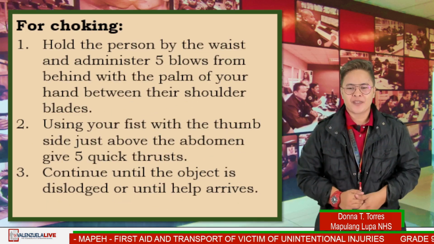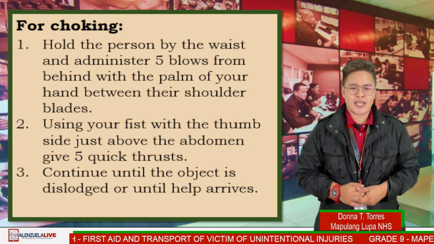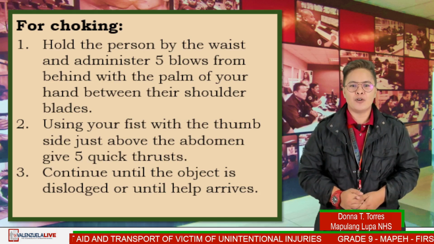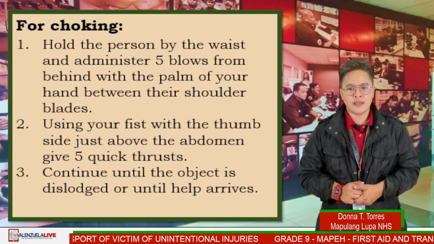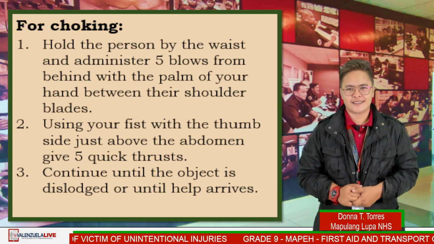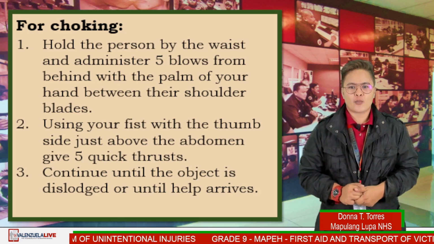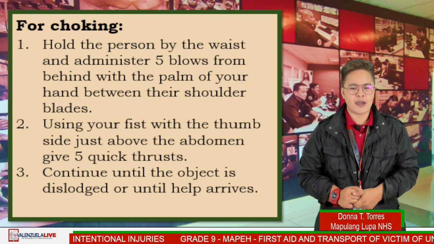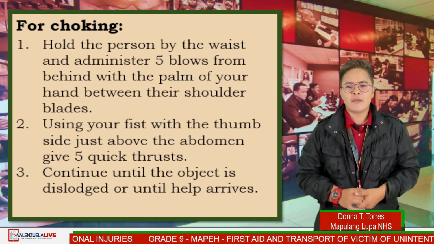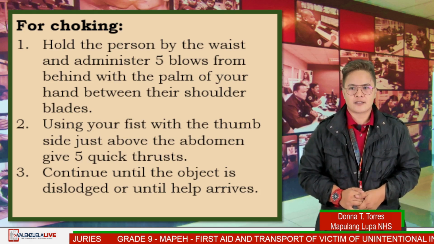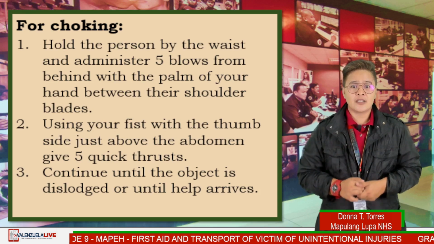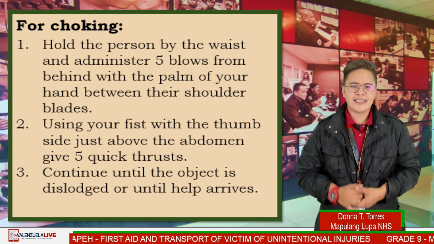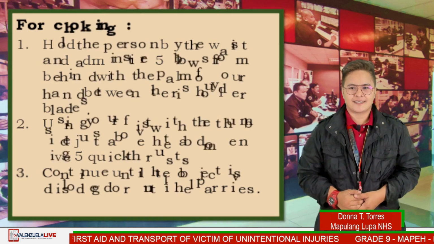For choking, hold the person by the waist and administer 5 blows from behind with the palm of your hand between their shoulder blades. Using your fist, thumb side just above the abdomen, give 5 quick thrusts. Continue until the object is dislodged or until help arrives.